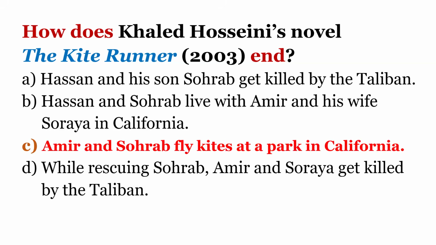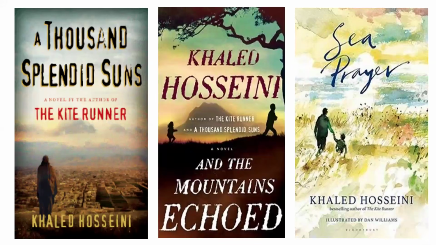Answer C, a kind of a happy ending, kind of atonement, reconciliation. So we have Amir and he saved his friend's son and they fly kites at a park in California. So the answer is Amir and Sohrab fly kites at a park in California. What you can do, you can read this novel in full if you want. It's a classic work, or at least get to know the gist of this work, The Kite Runner by Khaled Hosseini.